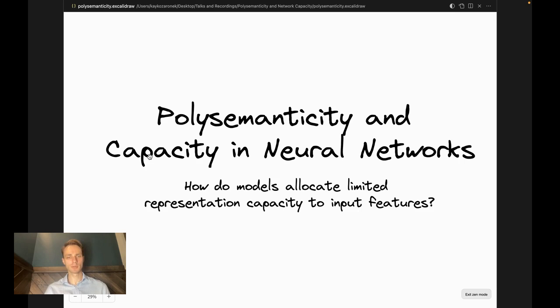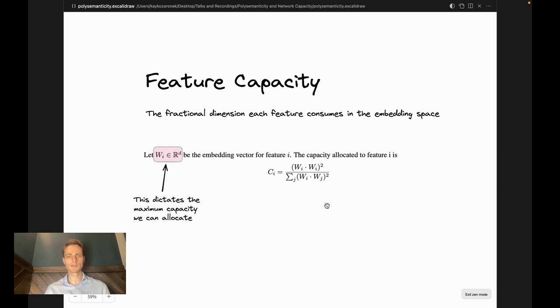crucial to understand this paper, which is feature capacity. Feature capacity, as defined in their paper, is the fractional dimension each feature consumes in the embedding space. Okay, let's back up and see what that means.